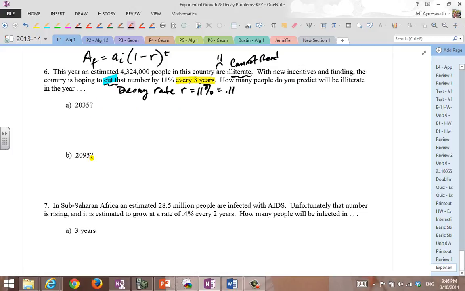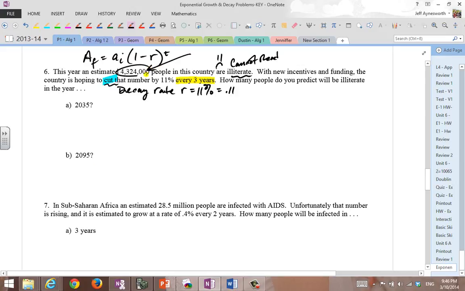Well, I don't know, man. Let's figure this out. So here we go. This initial amount right here, that's a sub i. That's your initial amount, 4,324,000. So let's see here. How many years have gone by? So this is this year. What is this year referring to? We're going to have to make an assumption here. I don't know who made this document or when, but we're going to have to make an assumption. So this year is 2014.